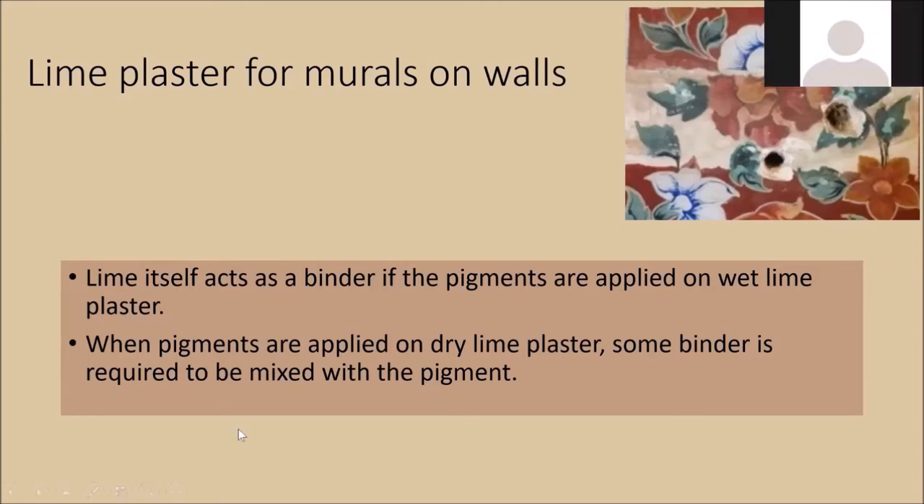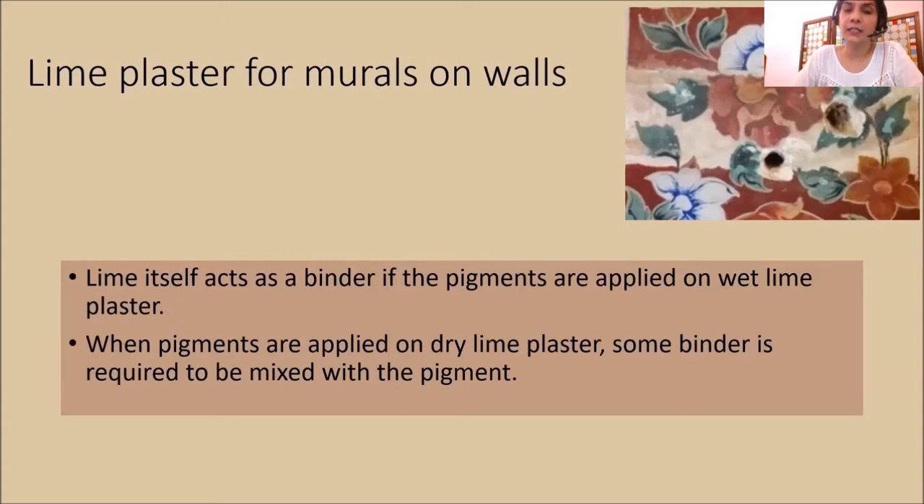Lime itself acts as a binder if the pigments are applied on wet lime. If it is dry, then it cannot act as a binder. How this happens, we'll talk about in the chemistry part of this session. So lime plaster itself is acting as a binder in certain cases where the pigment is applied on the wet lime. Such application of pigments is called fresco painting, which comes from an Italian word which means fresh.